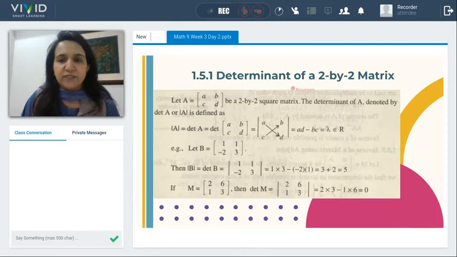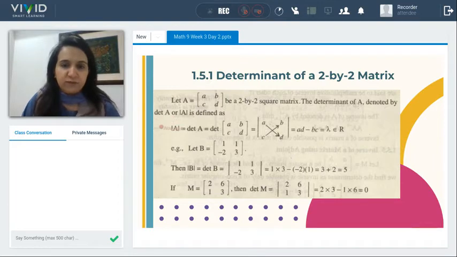First one is determinant of a 2 by 2 matrix. How to find a determinant of a matrix? Let's suppose A is a matrix whose order is 2 by 2. The determinant of A will be denoted by DET, that we can also say as a determinant of A, and we can also write it with A in 2 bars or brackets.